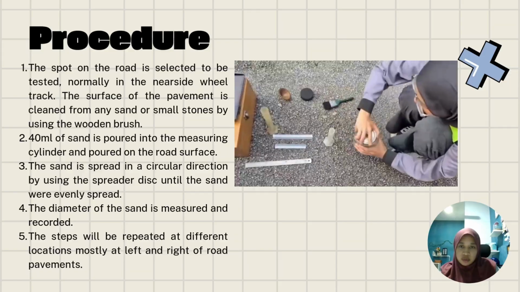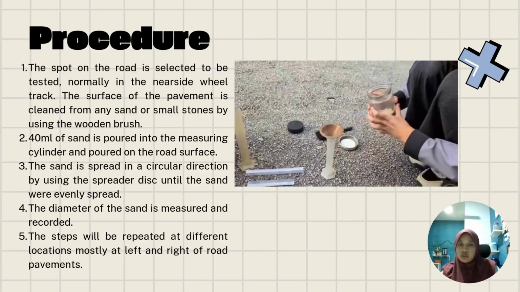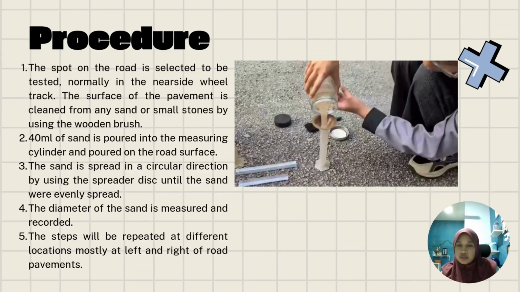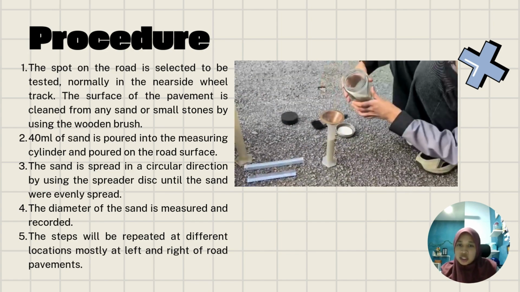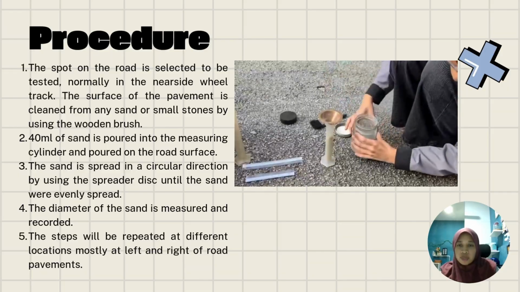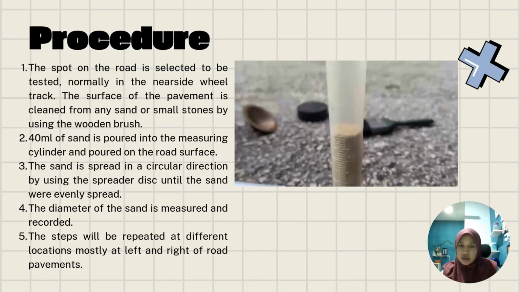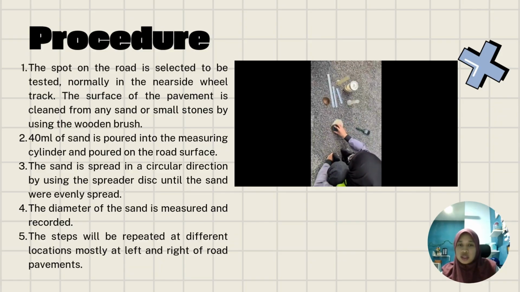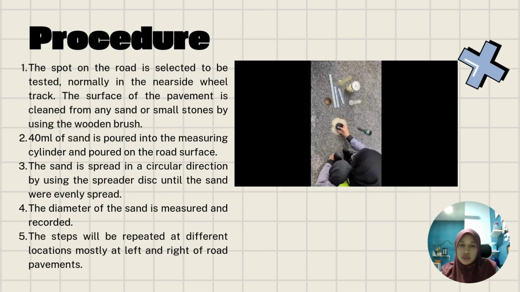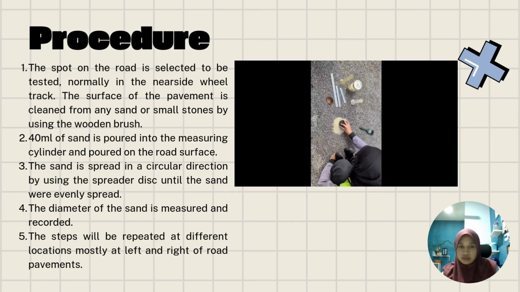The surface of the pavement is cleaned of any sand or small stone by using the wooden brush. Next, 40 ml of sand is poured into the measuring cylinder and then poured onto the road surface. The sand is spread in a circular direction by using the spreader disc until the sand is evenly spread. Next, we will take the diameter of the sand and it will be recorded. The last step is that the step will be repeated at a different location, mostly at the left or right of the road pavement.